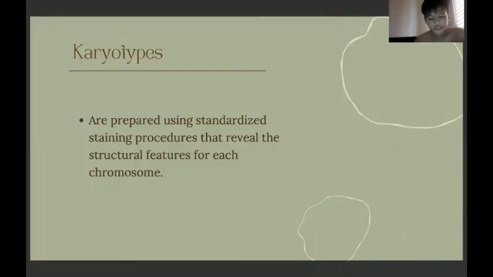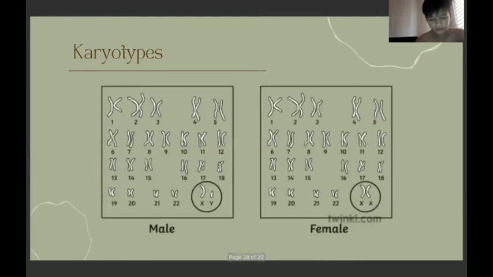Karyotypes are prepared using a standardized staining procedure that reveals characteristic structural features for each chromosome. The 22 autosomes are numbered by size. The other two chromosomes, X and Y, are the sex chromosomes. This picture of the human chromosomes lined up in pairs is called a karyotype. The study of chromosomes is called cytogenetics. The chromosomes are studied and analyzed by specially trained cytogenetic technologists. It could be observed in this karyotype that each chromosome is double-stranded.